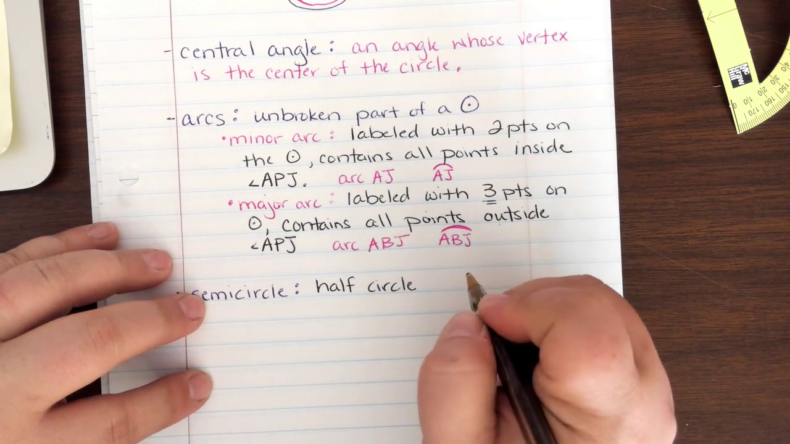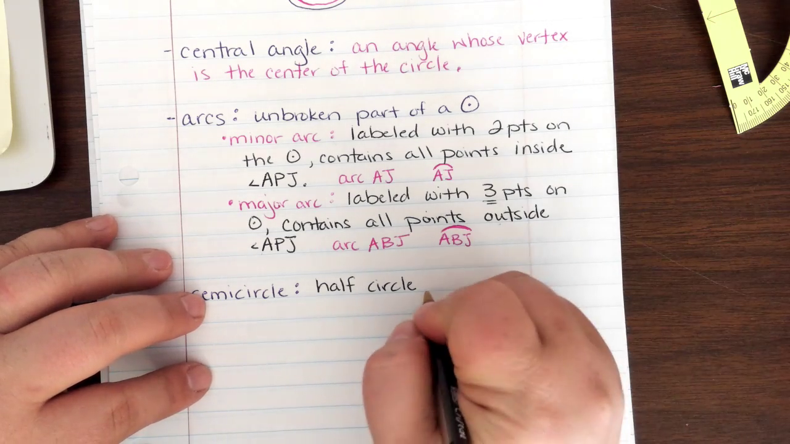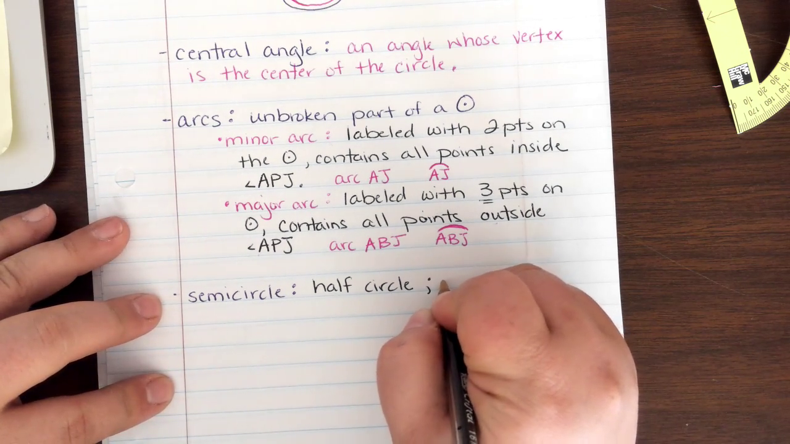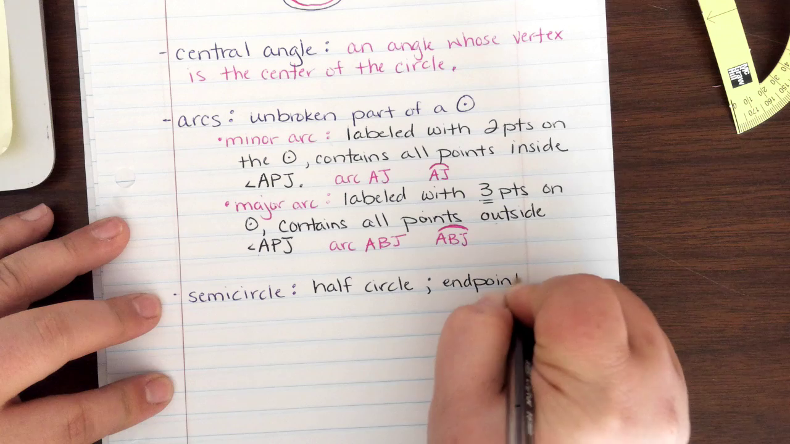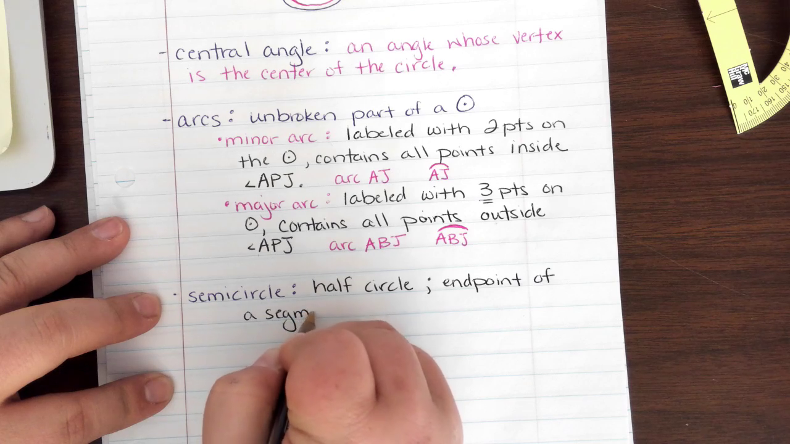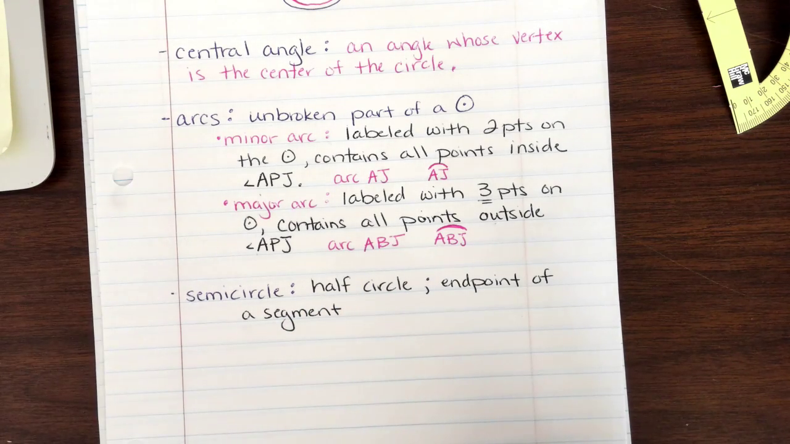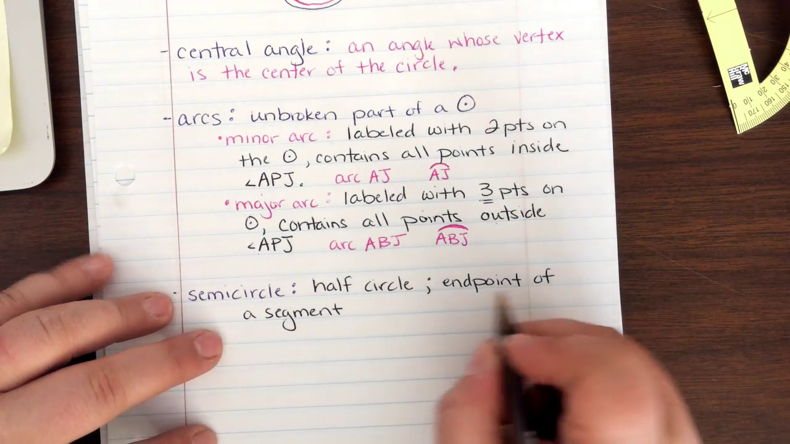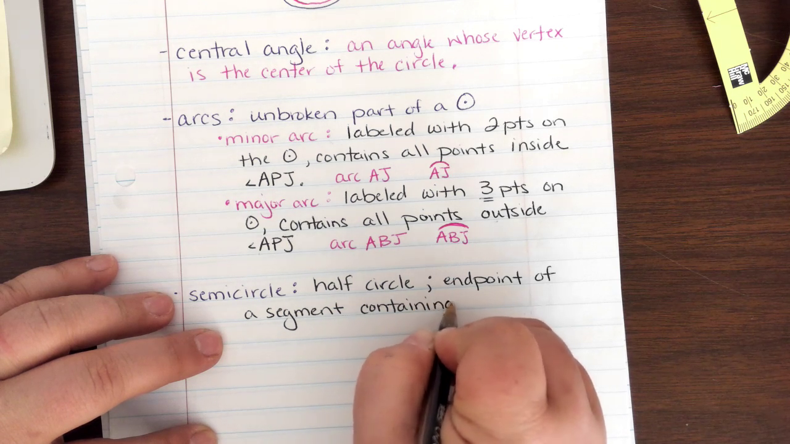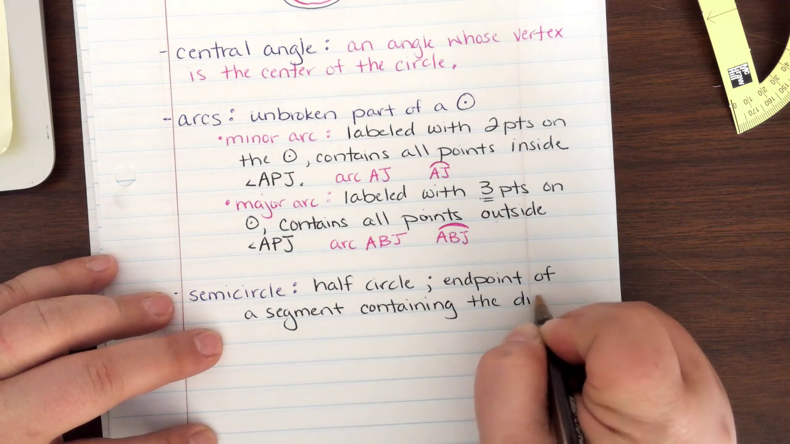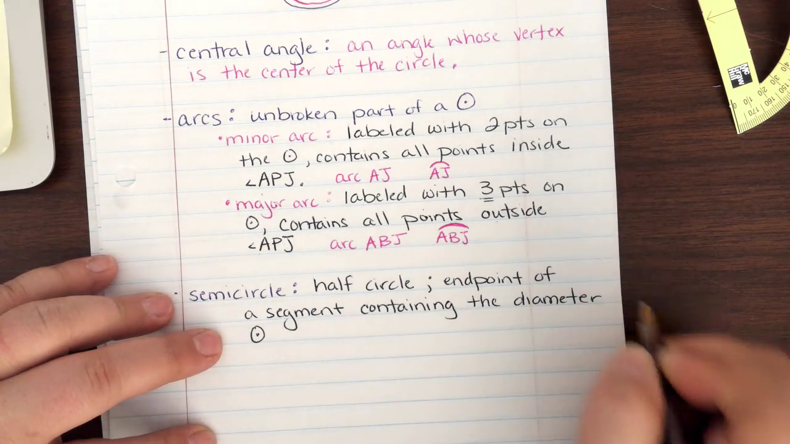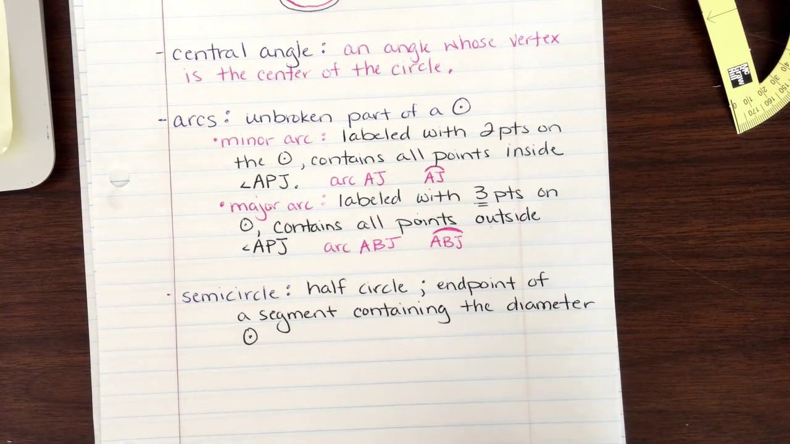Another mathematical term and way to say this is the endpoints of a segment containing the diameter of a circle. The endpoints of a segment containing the diameter of a circle.